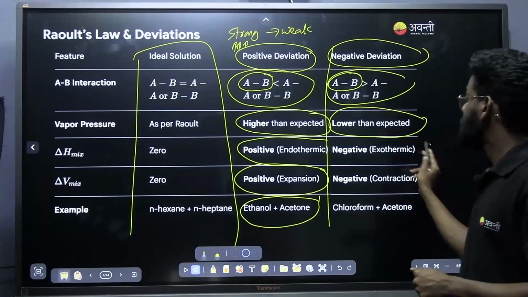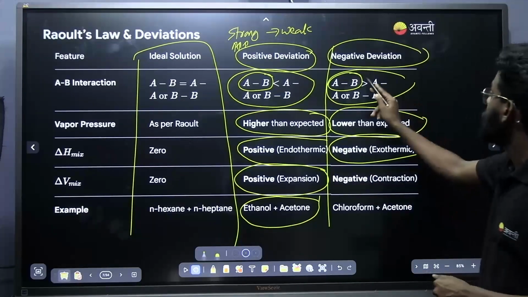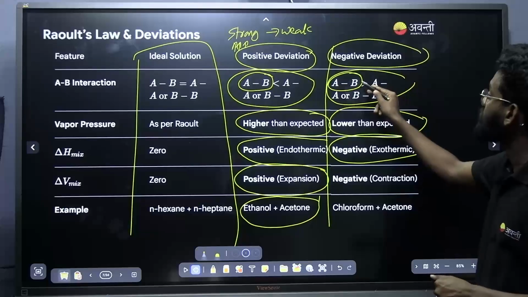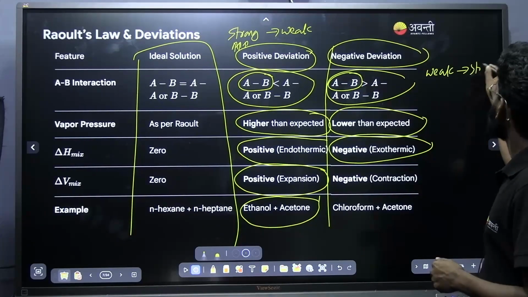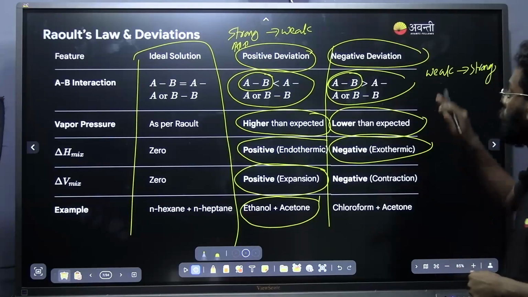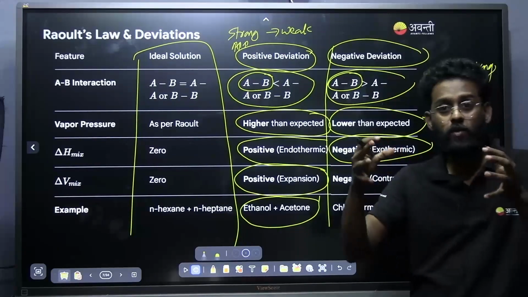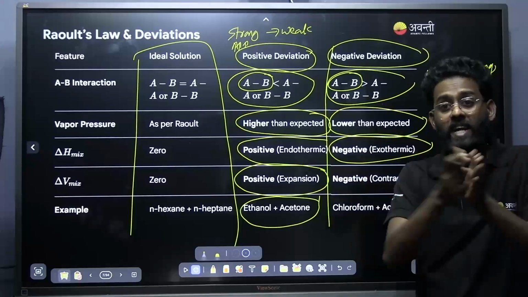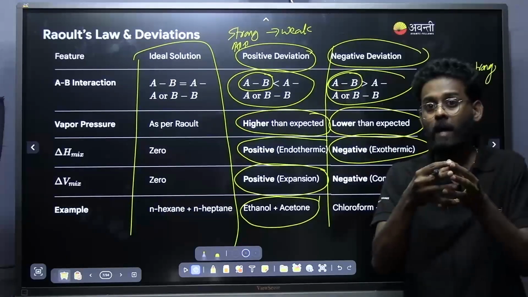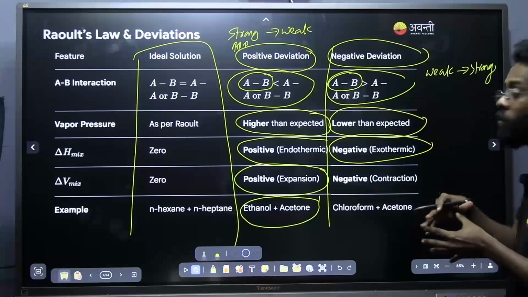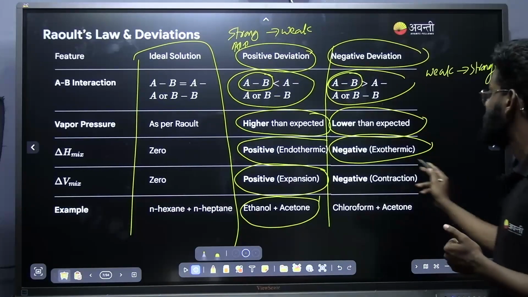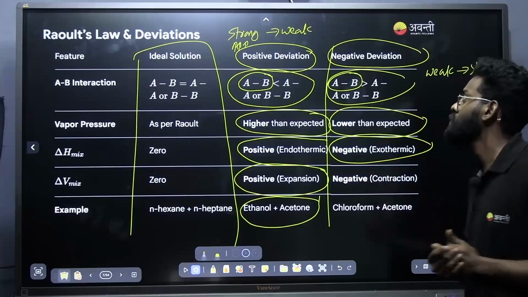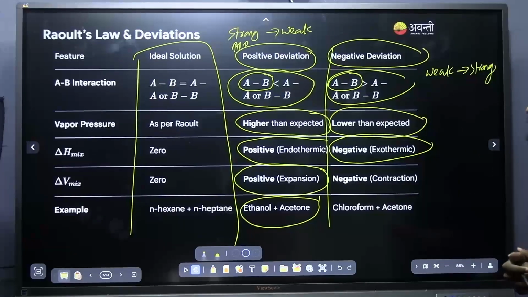Now what about delta H mix? Here what is going to happen? We are getting a stronger bond, that is, a weaker bond is converting into a stronger bond. When a weaker bond is converting into a stronger bond, there will be attraction happening, right? When there is an attraction, what's the point? When there is an attraction, there will be release of energy. That is why delta H mix is negative for negative deviation.